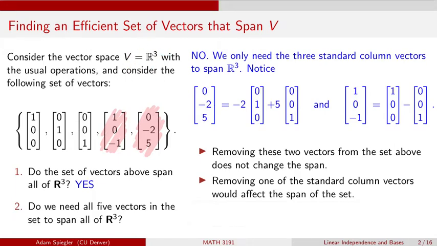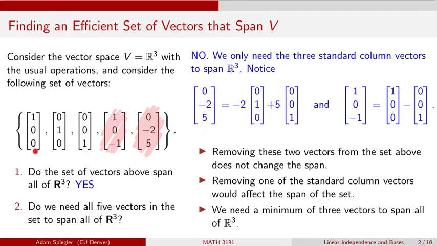span all of R3. For example, if I get rid of standard column vector 3, we would not be able to get any vectors in R3 that have a non-zero entry in the last component. So we do need all three of these vectors here. We can't remove any more vectors from our set. So we need a minimum of 3 vectors to span all of R3. These 3 vectors would do the trick.